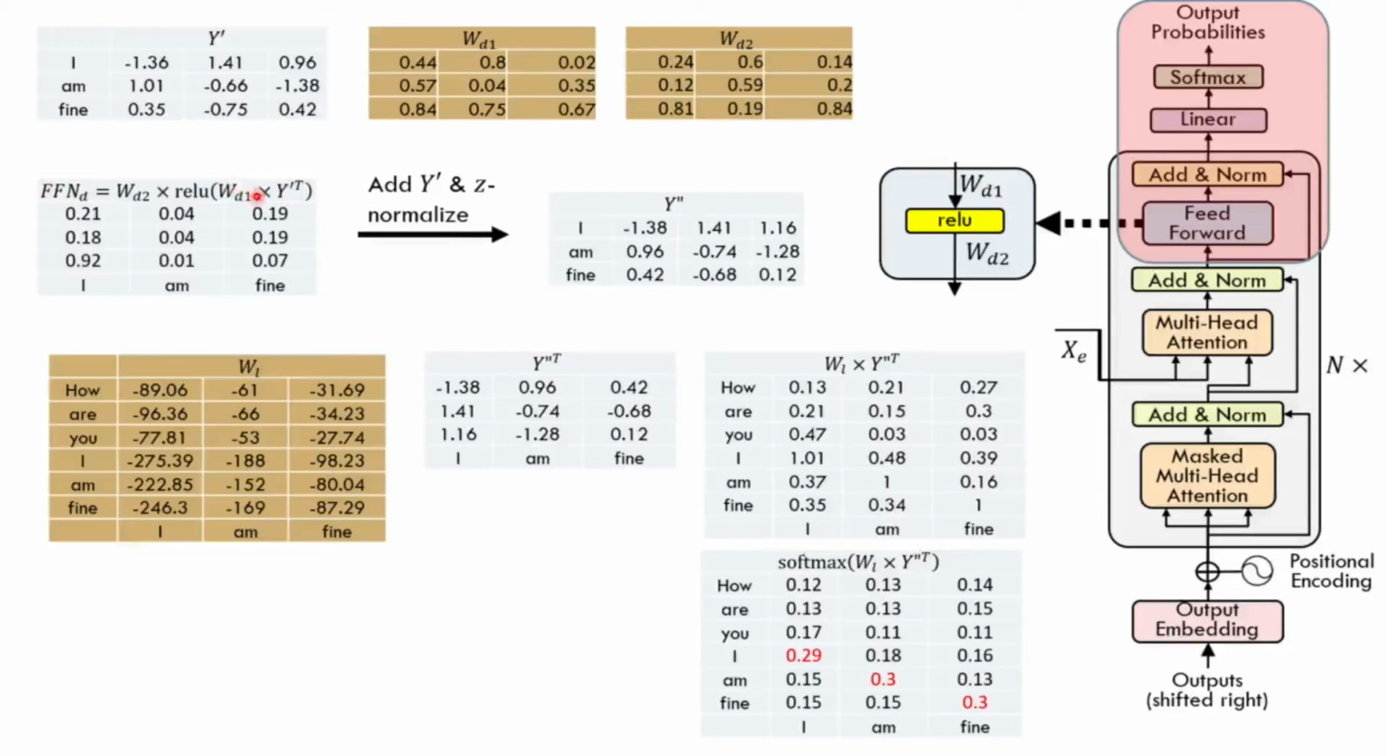So first we pass the intermediate output through a weight matrix, pass it through a ReLU function, and then the output from the ReLU function is again multiplied by weight matrix FD2. So we get the final output of the feed forward layer, which is this. Again we have a residual connection, so y prime is added to this output, and then we do normalization, so we get y double prime, which is the output of this normalization layer.